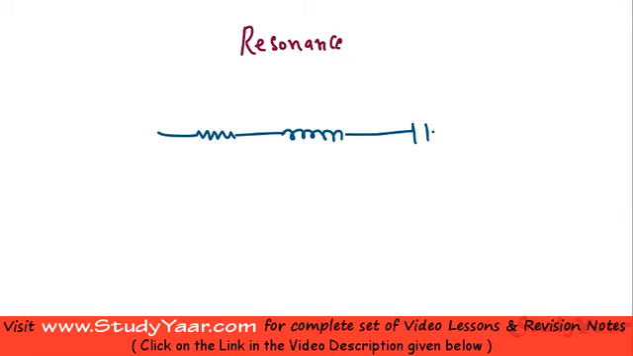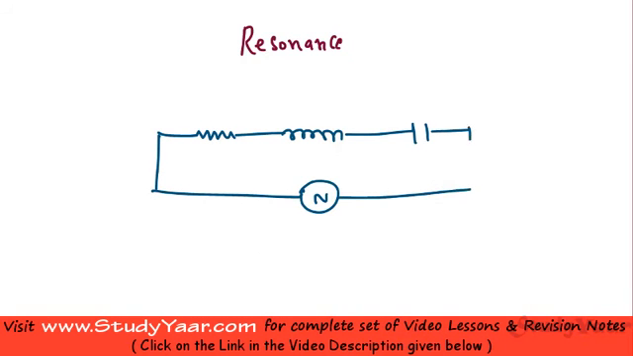In this lesson, we are going to talk about resonance in AC circuits. Consider a standard RLC circuit. You have a R, you have an L, and let's just say you have a C. We are assuming there is some AC voltage that it is connected to.